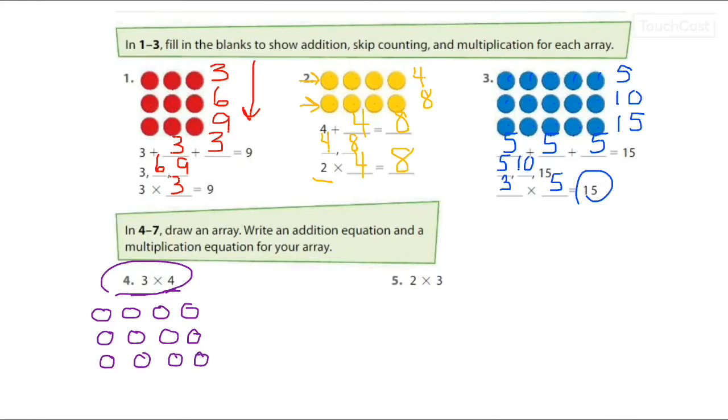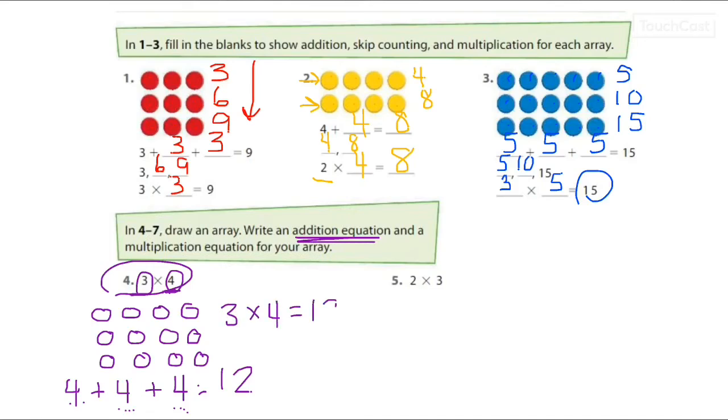Now, if I was going to write it as an addition sentence, doing the addition equation here, I would write 4 for the first row, plus 4 for the second row, plus 4 for the third row. I'm writing 3 4s and adding them up. 1, 2, 3, 4, 5, 6, 7, 8, 9, 10, 11, 12 equals 12. So 3 times 4 equals 12. I like multiplication because you can do it as a picture or you can do it as an addition problem, depending on how your brain works.